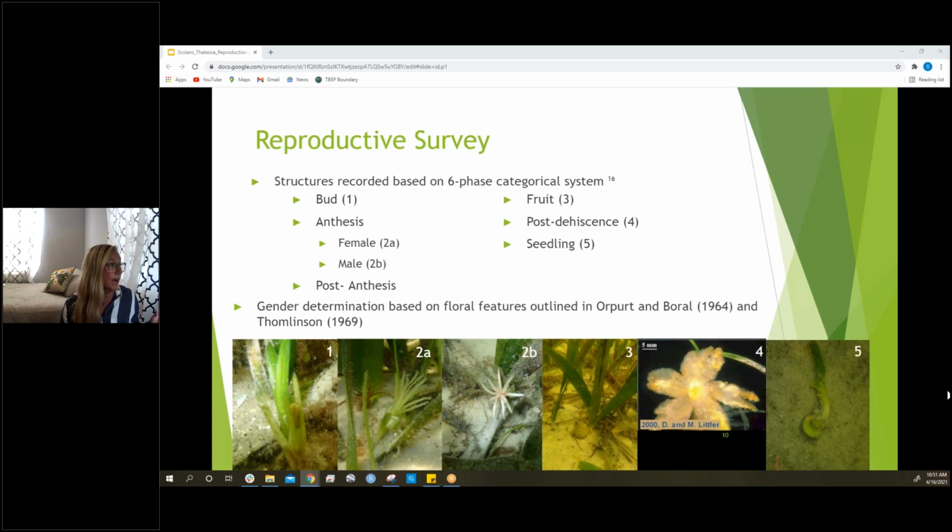In 1975. And gender determination was based on floral features that were outlined by Orpit and Borrell, as well as Tomlinson in the 1960s. Moving forward, I'll use the terms reproductive effort and flower density. For the purpose of this study, reproductive effort is essentially the sum of all of the stages within a quadrat, so it represents the total number of reproductive structures within each quadrat. Flower density includes all buds and open flowers.